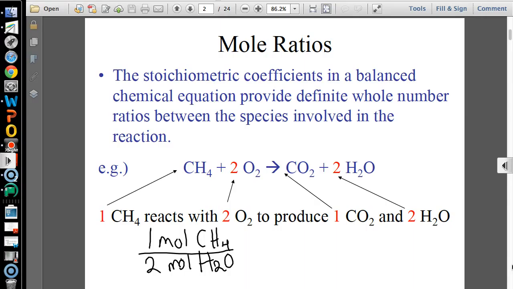Can you write a ratio if they're on the same side? Yes, you can write a ratio if they're on the same side. Yes, absolutely. Good question.